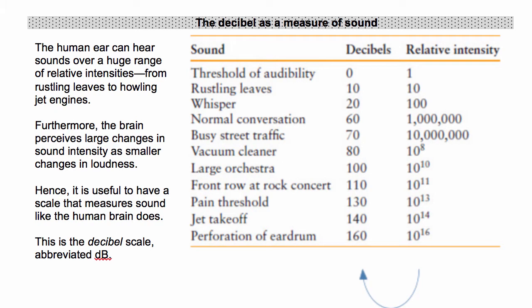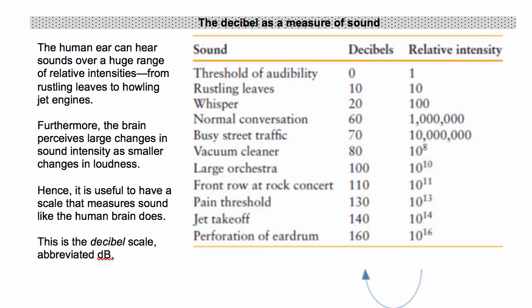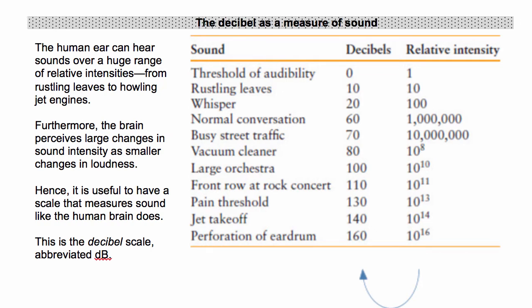For example, our brain will perceive the difference in loudness between whispering and having a normal conversation as greater than the difference in loudness between hearing an orchestra and sitting in the front row of a rock concert. Hence, it is useful to have a scale that measures sound like the human brain does. This is the decibel scale, abbreviated dB. See if you can figure out how to convert from relative intensity of sound to decibels.